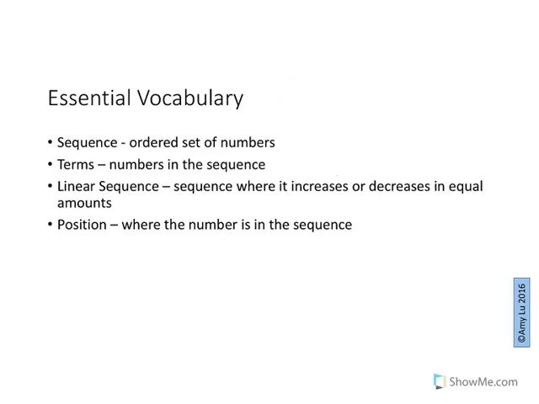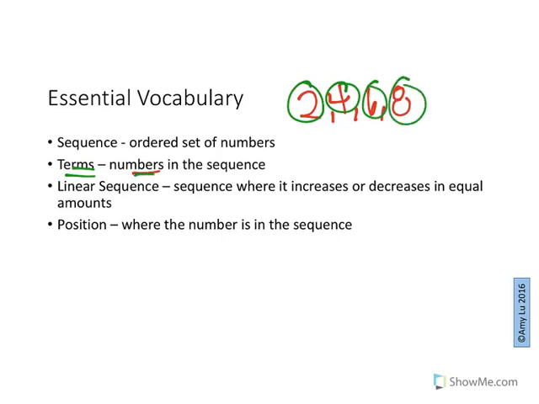A term is a number in the sequence. So if I have the sequence 2, 4, 6, 8, 2 is a term, 4 is a term, 6 is a term, 8 is a term because they are numbers in the sequence.